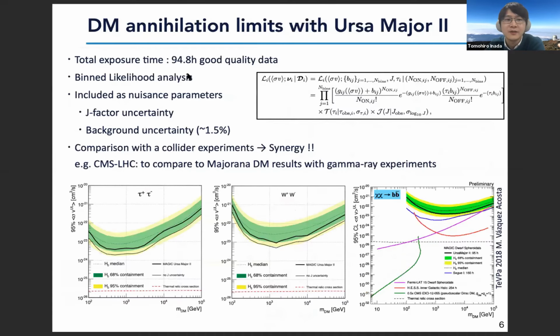And our total exposure time is 94.8 hours. So we have plenty of good quality data. And we use the indirect method and limits like this. And so it almost reaches 10 to the minus 23 cubic centimeters per second. And the right plot is a comparison with other experiments. For instance, you can see the good complementarity with the other experiment limit.